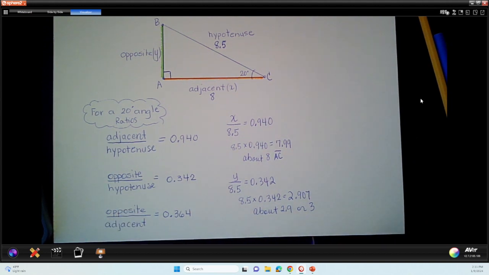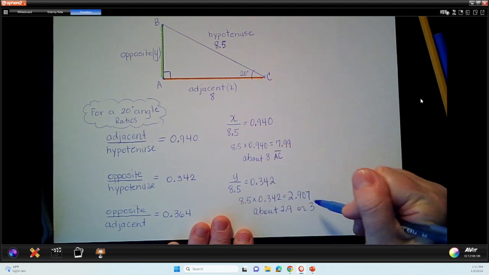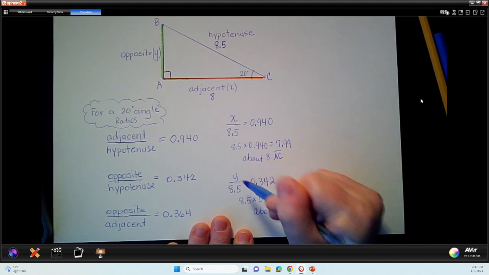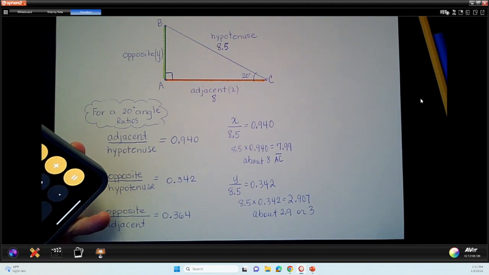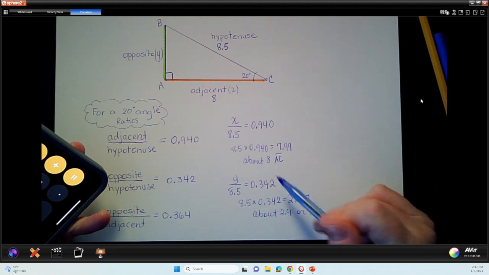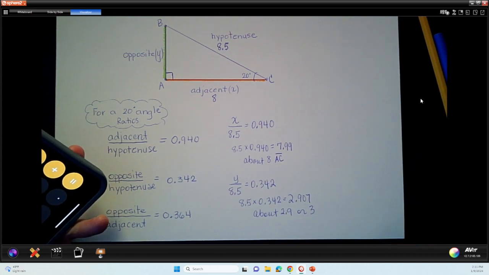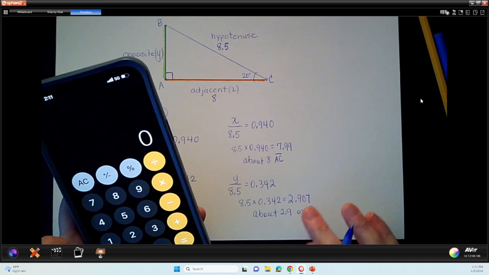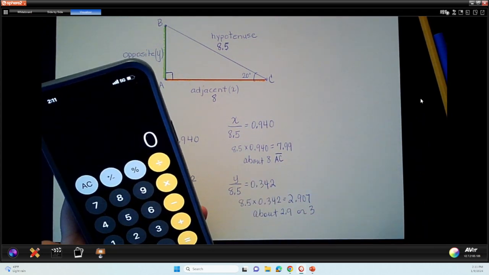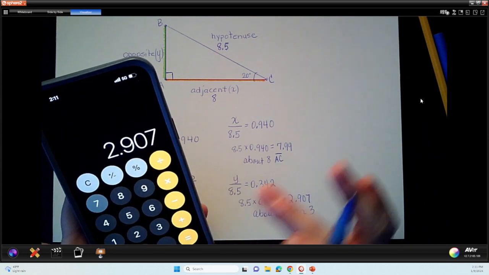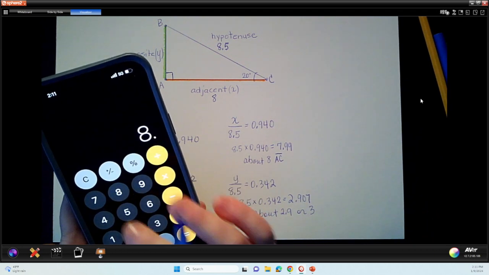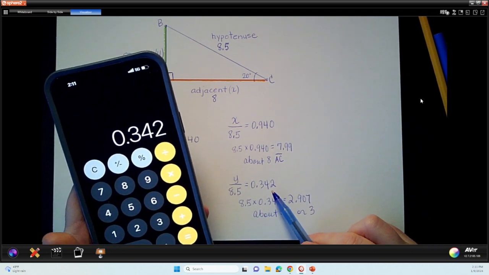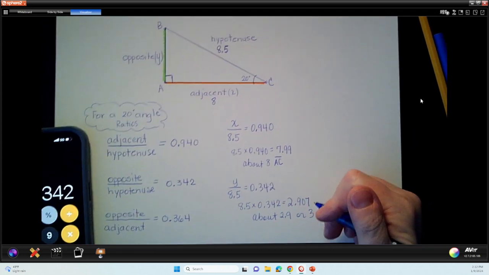Now, I'm going to show you how we can check. So if I plug 2.907 in for y and divide, I should get 0.342. And it might not be exact because, as we learned in the table explorer last class, this is like a mean or an average of the ratio because it doesn't always work out 100% perfectly. So let's go ahead and plug in what we got for y, 2.907, and I'm going to divide that by the hypotenuse, 8.5, and look what that gave me. Perfect. Okay, so now I know the length of AB.